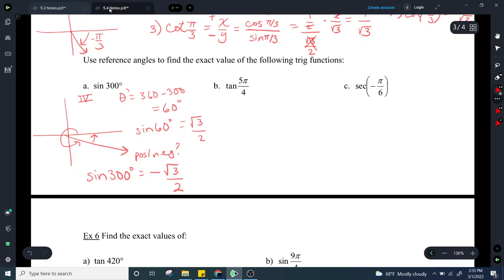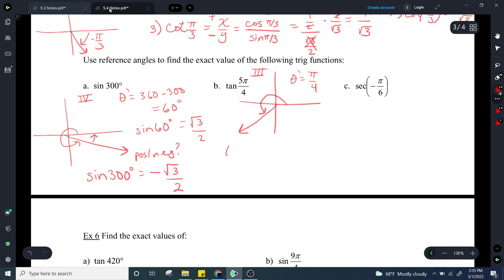There we go. Tangent of 5 pi over 4. So what quadrant is 5 pi over 4 in? So this would be an entire pi right here. 5/4 of a pi would be another pi into the 3rd quadrant. So we're in quadrant 3. The reference angle would just be pi over 4.